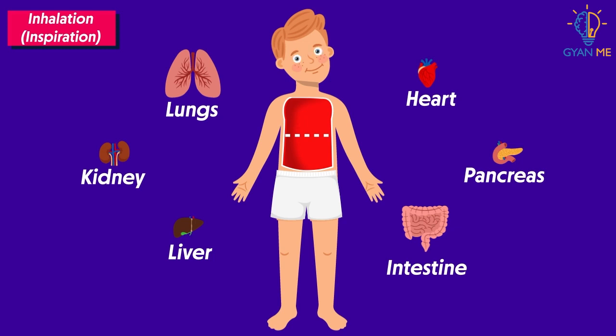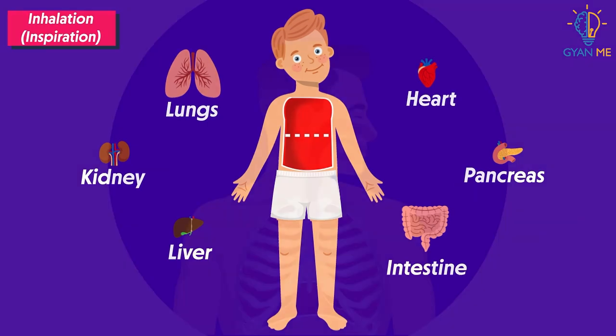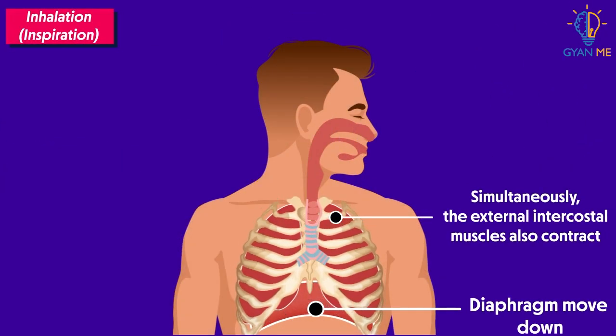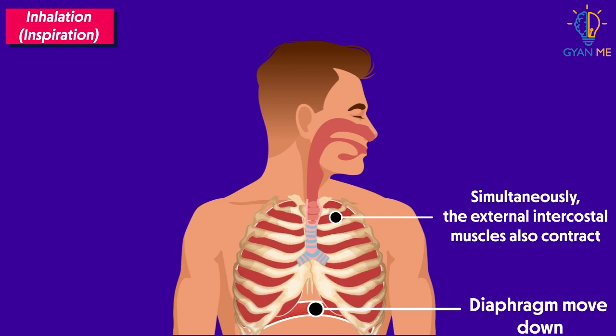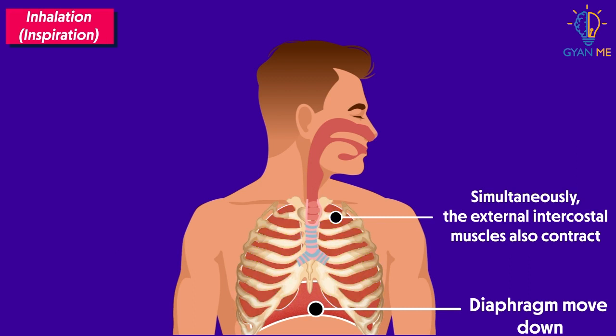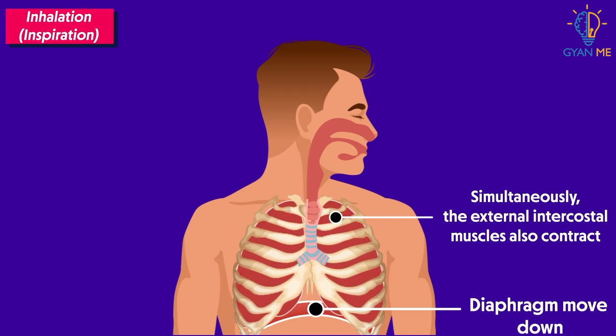When diaphragm flattens, when the diaphragm is moving down, simultaneously, the external intercostal muscles also contract. That is, muscles present outside the ribs which help in moving chest wall contract. This causes ribs to move upwards and outwards. And as a result, the chest cavity expands.